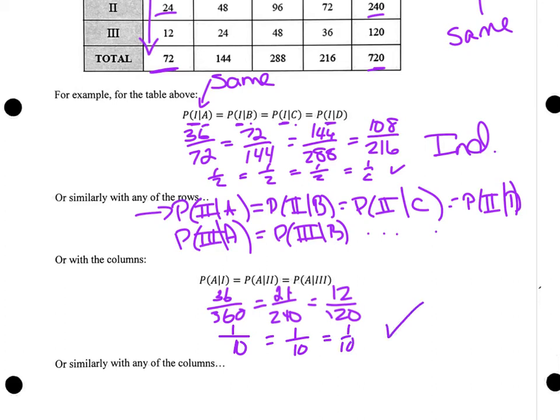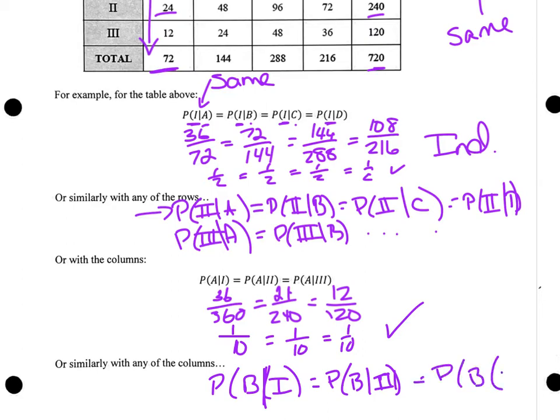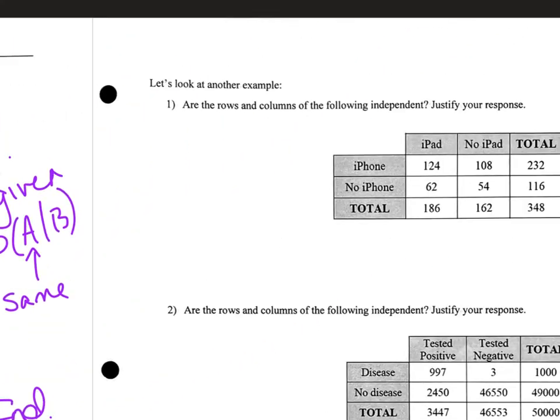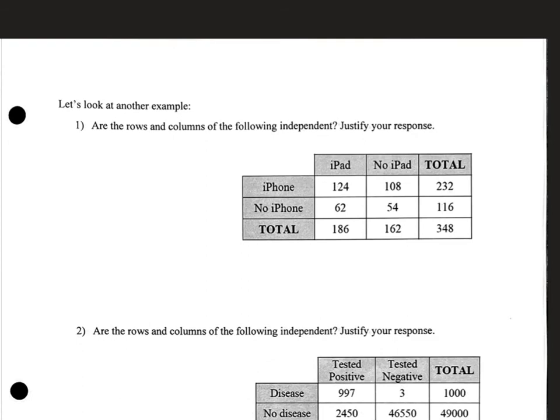So it doesn't really matter what you do. You can then do the probability of B given 1, probability of B given 2, and then probability of B given 3. You have to do all of the elements. And you can do it with C and D. It doesn't matter. It's totally up to you what you do, as long as you do the entire row or the entire column.